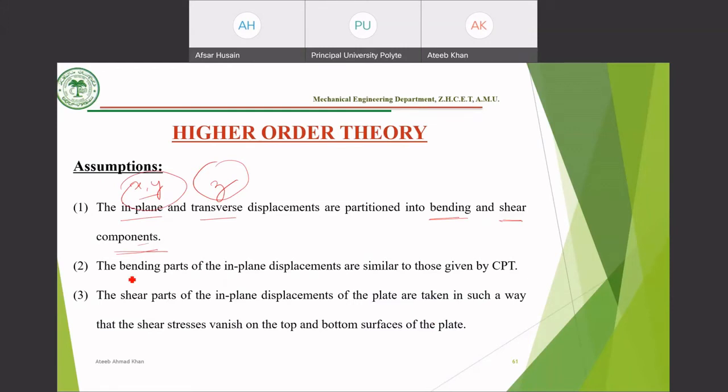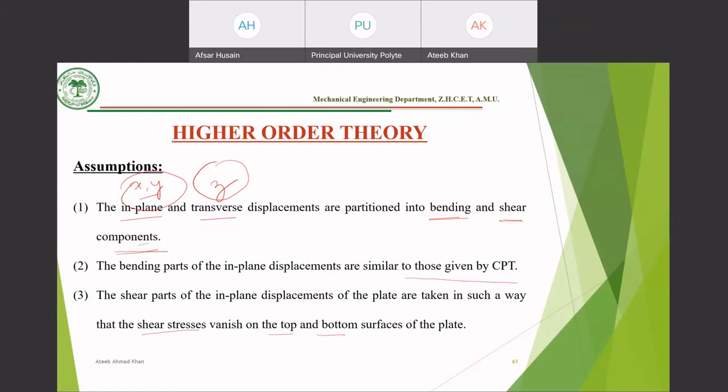The second assumption is that the bending part of the in-plane displacements is similar to that given by classical plate theory. And the third assumption is that the shear part of the in-plane displacement of the plate is taken in such a way that shear stresses vanish at the top and the bottom surfaces of the plate. So we don't have any shear stress at the top surface and at the bottom surface. That's how Dr. Kim and Chow have assumed the shear part of the in-plane and transverse displacement.